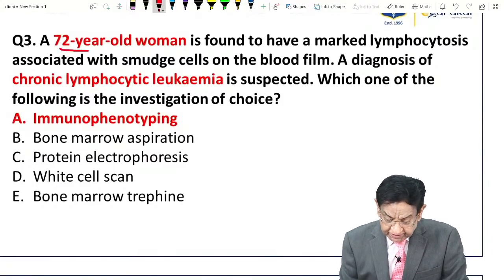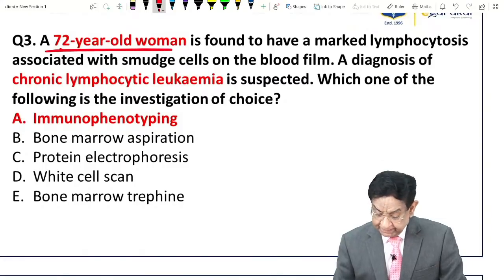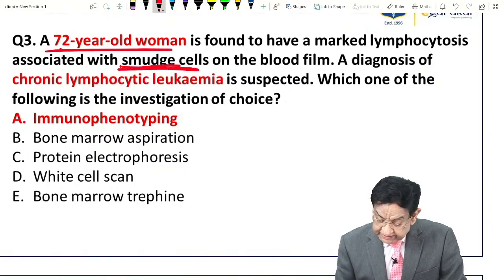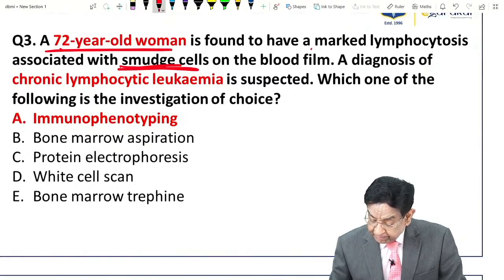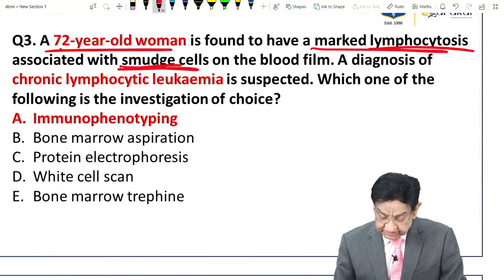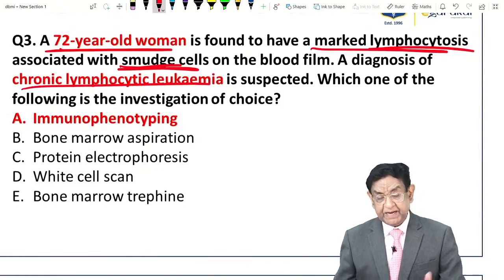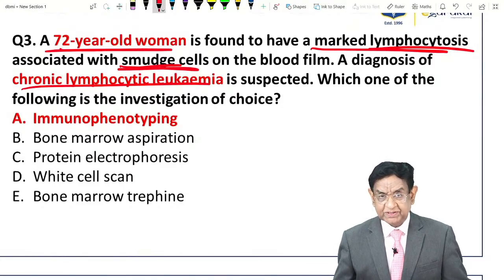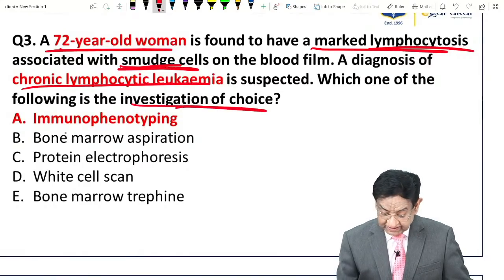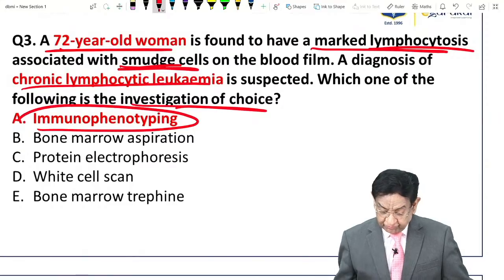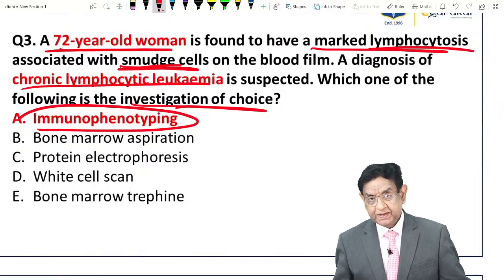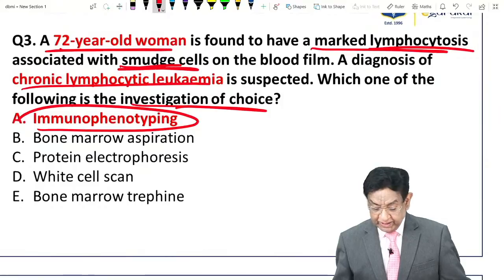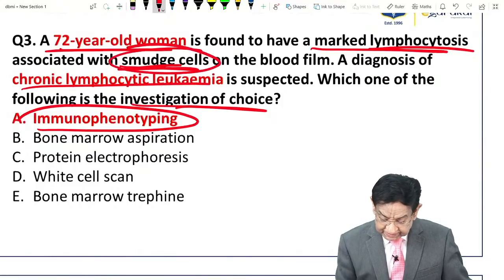A 72-year-old elderly person, smudge cells are seen, marked lymphocytosis, and a CLL diagnosis is made. Again, the examiner is very kind. He is asking a little easy question, but he's smart. He says, investigation of choice, immunophenotypic. But before I really go, I want you to note it down: smudge cell.